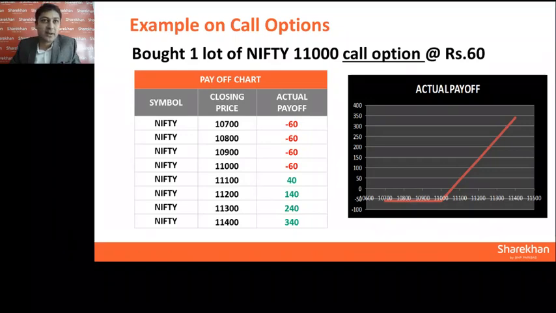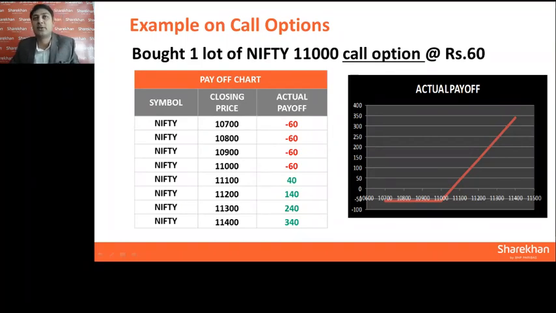But if the market starts moving up, to the 11,100, 200, 300, 400 level, then this call option will keep on going up. As you can see on the screen, if Nifty expires at 11,100 on the day of expiry, the same 60 rupees call option will give you a profit of 40 rupees.